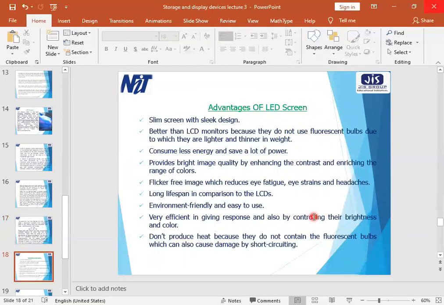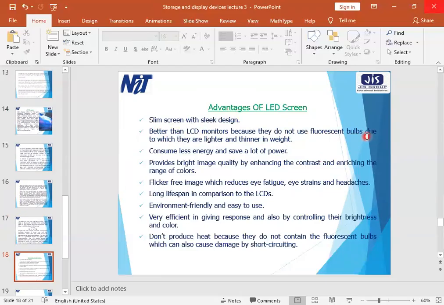Advantages of LED screen. These LED screens are very attractive because of their slim screen and sleek design. So people are always attracted towards it. This is better than LCD monitors because they do not use fluorescent bulbs. In the case of LCDs, we are using fluorescent bulbs, so it becomes bulky. So the weight becomes more than this LED, and also they are releasing heat energy.